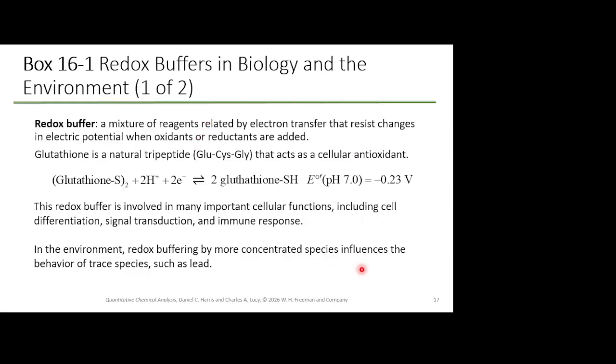Okay, redox buffers. Just like acid-base systems, you can also make redox systems that have buffering. This is actually really common in swamps. Swamps have really great buffering capacity for redox systems, okay? Because they have a very large amount of methylated groups that can do a lot of buffering. Again, this is going to resist change in the electric potential when oxidants and reductants are added. And so here we have an example of that.